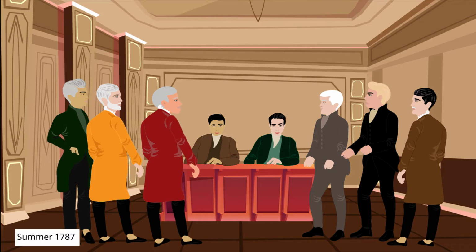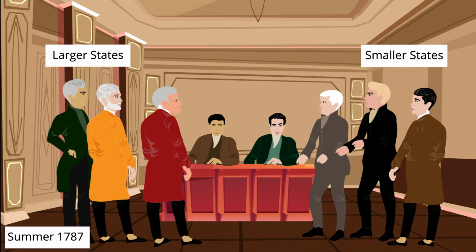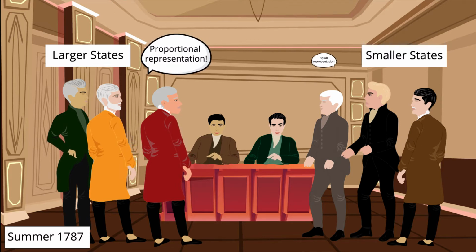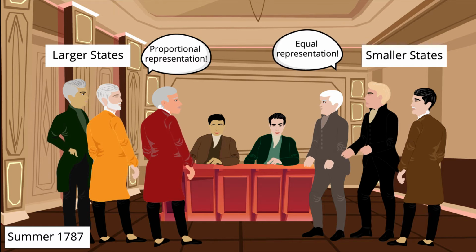In the summer of 1787, Constitutional Convention delegates fiercely debated several issues as they wrote the new Constitution. One of those issues was the question of how representation would be apportioned in the new legislature. Larger states advocated for proportional representation based on population or wealth, while smaller states wanted all states to be represented equally. The delegates resolved this debate through what is known as the Great Compromise.